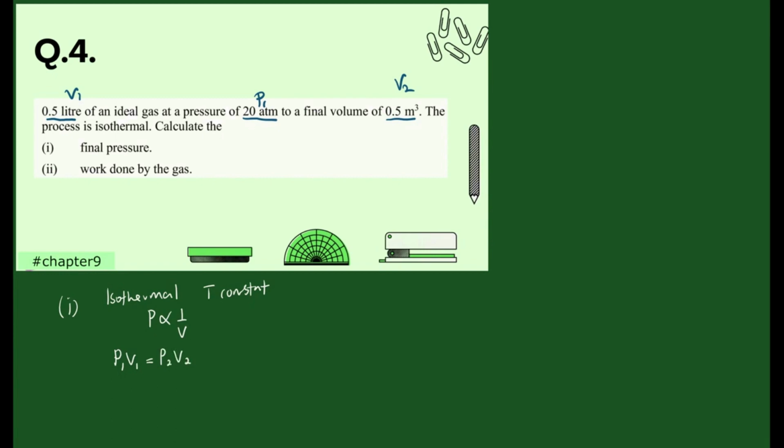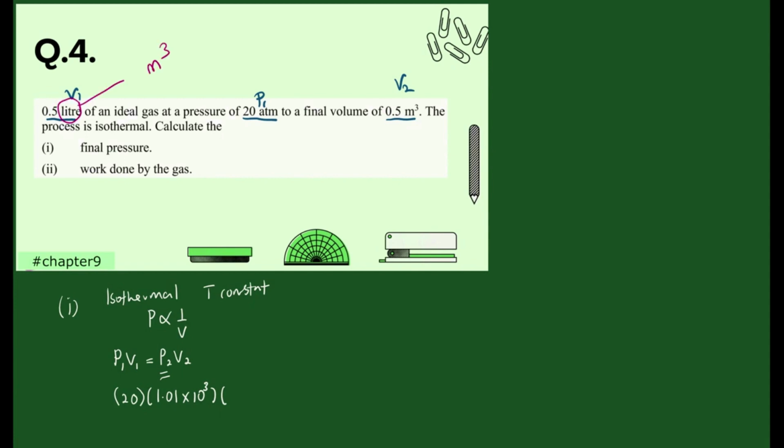So now we want to find our final pressure, that is P2. We substitute all the values. Our first pressure is 20. And again, to be safe, we just convert all values into SI unit. It is not wrong in this case if you don't convert, but in physics it is safe to convert into SI unit. Okay, so your V1 is in liter, so we need to convert into meter cube.